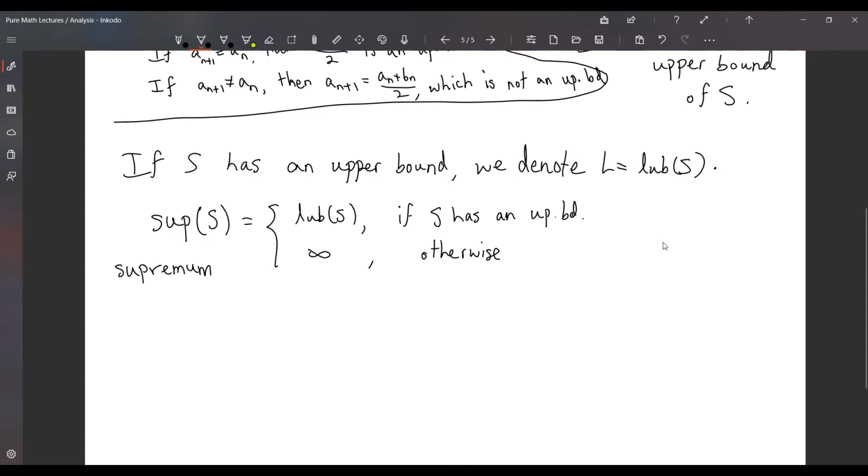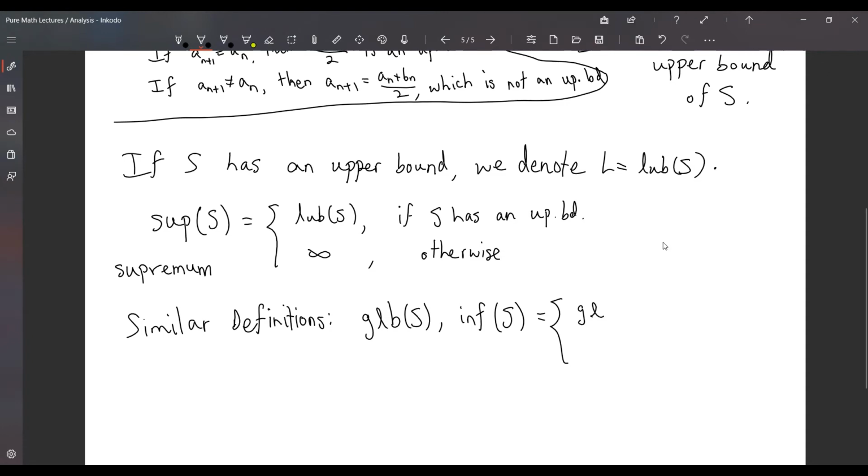And some other things to note are similar definitions: the greatest lower bound of S, and similarly with the supremum, we define the infimum of S as the GLB of S if S has a lower bound.